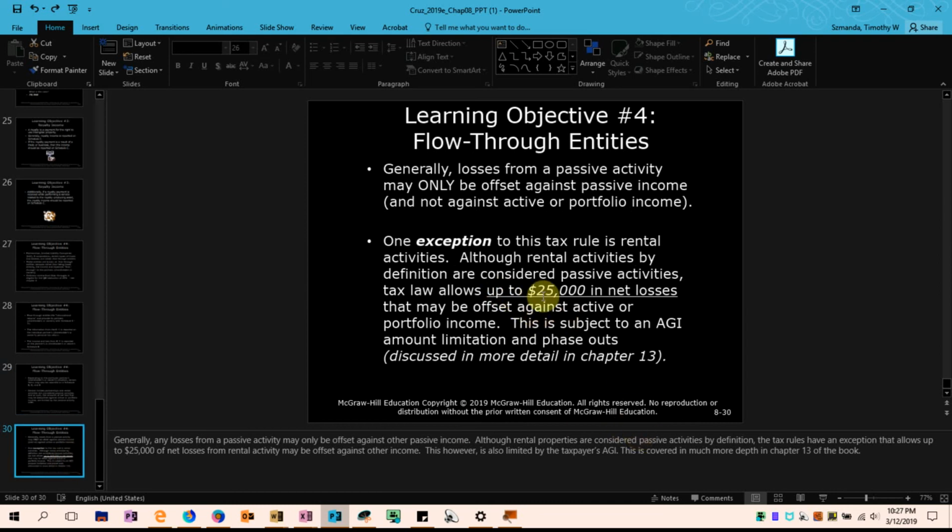And there again it mentions that $25,000 when it relates to rental activities. We'll hit upon that more in Chapter 13. If you have any questions on Chapter 8 or any of the problems I went through, please let me know.